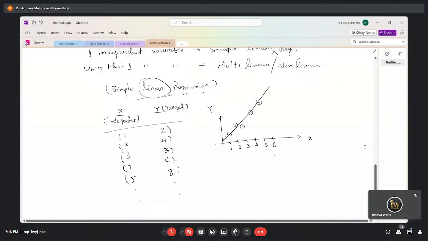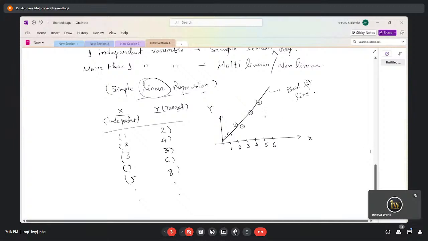Some points may be on the straight line, some points may be on the upper side of the line, and some points may be on the lower side, but there should be a balance between all of them. So this line is called the best fit line, and it is a straight line.